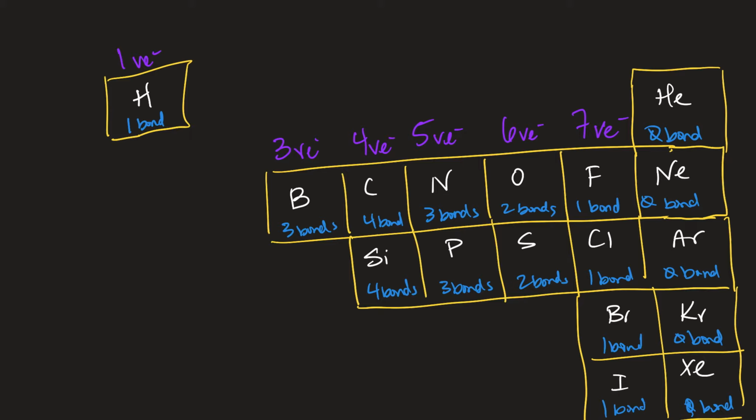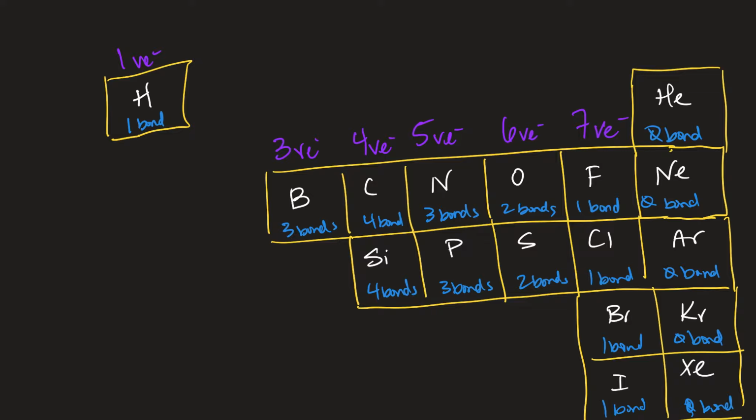All right, so in this video, we're going to talk about how to predict the number of covalent bonds an atom will form based on its position on the periodic table. We can use the periodic table to predict this, and for most cases, we'll be right. There are some exceptions, and we'll talk about those a little later.